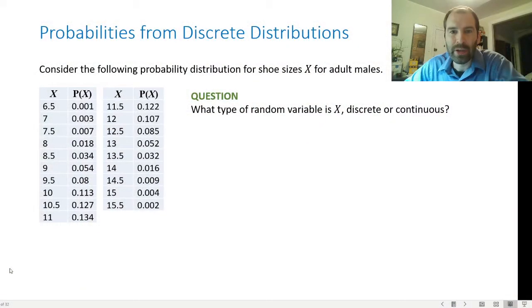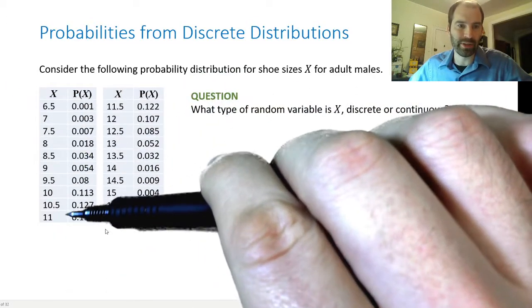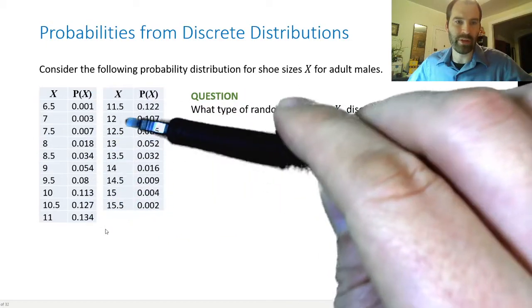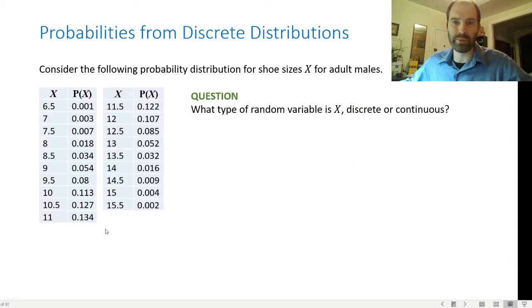Okay, so here we are. Consider the following probability distribution for shoe sizes for adult males. So here we have different shoe sizes, and we have the probability that a randomly chosen adult male would have those shoe sizes. We have the shoe sizes on the left, and they continue over here, and we have the probabilities on the right, and they continue over here. So it's the probability that a randomly chosen adult male will have that given shoe size.